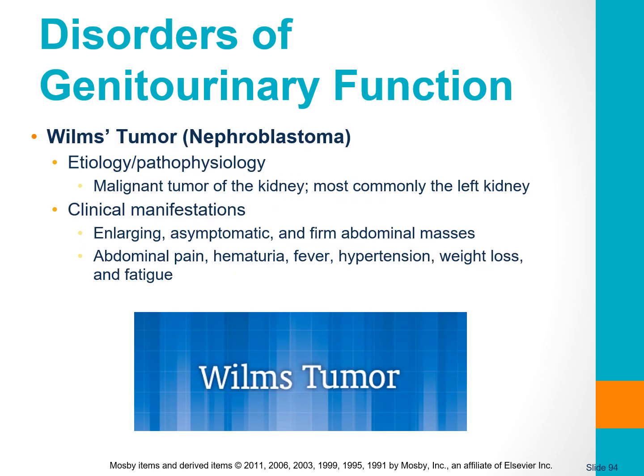Wilms tumor, or nephroblastoma. This is a malignant tumor on the kidneys, commonly on the left kidney, and it affects both kidneys in less than 10%. So it's usually only one, and almost always the left, rarely both. This peaks at ages 3 to 4.